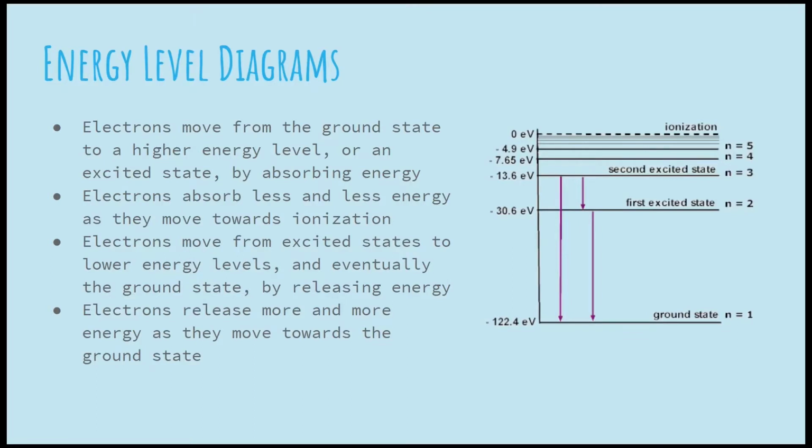As electrons move from the excited state to the lower energy levels and eventually get to the ground state, they do so by releasing energy. Lastly, electrons release more and more energy as they move towards the ground state. So in the diagram shown on your right, this is what it looks like for electrons to move when they are surrounding a nucleus.